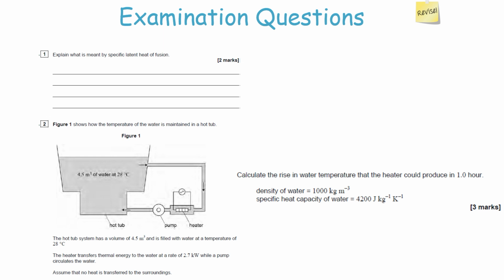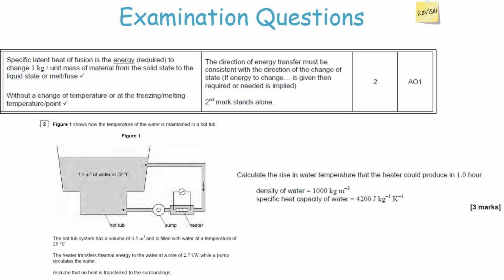So, the first thing we need to look at is what's the definition of specific latent heat of fusion. Now again, there's two key ideas to this. Firstly, it's the idea of specific, what's meant by that, and secondly, it's this idea of fusion. So firstly, the specific latent heat of fusion is the energy to change 1 kilogram or per unit mass from the solid state to the liquid state. Now that's including the idea of specific, which is the idea of 1 kilogram or per unit mass, because that is what specific means, but also the idea of fusion, which is the idea of solid to liquid or liquid to solid, so melting or fusing.